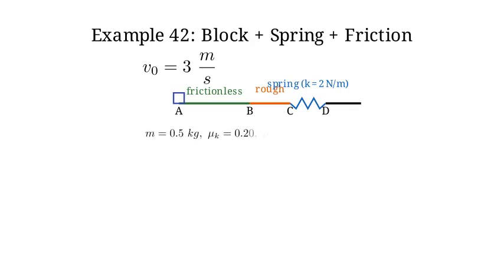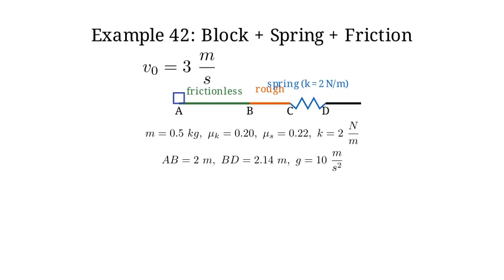Let's list the key numbers. Mass is 0.5 kilograms. The coefficient of kinetic friction is 0.2. The coefficient of static friction is 0.22. The spring constant is 2 newtons per meter. The distance A to B is 2 meters, and B to D is 2.14 meters.